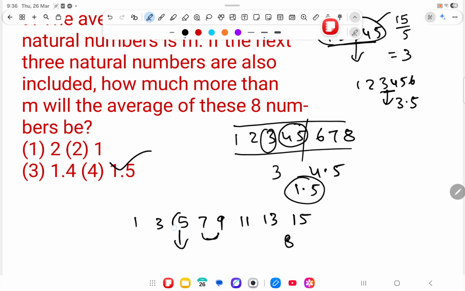So how much did it increase from 5? 3 increased. Actually the gap is 2, and 2 into 1.5 is equal to 3. From 5 to 8, 3 increased. If the gap is 3, 1.5 into 3. If the gap is 4, 1.5 into 4.